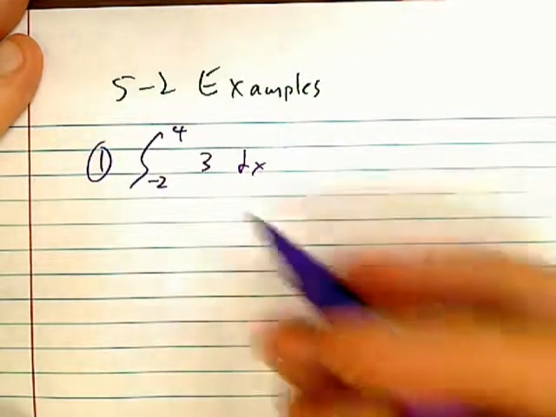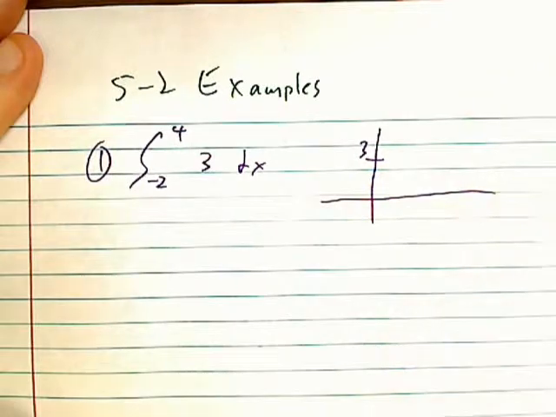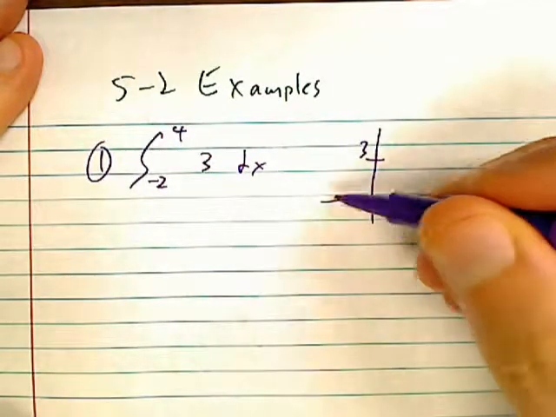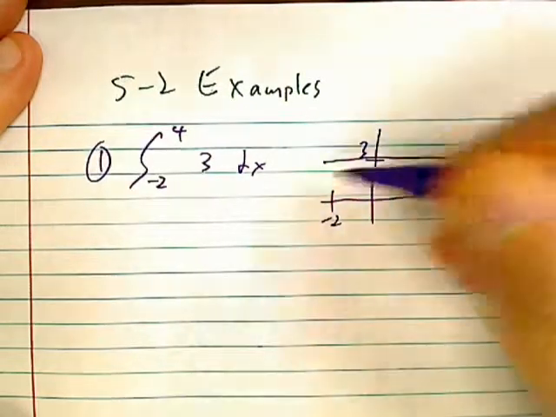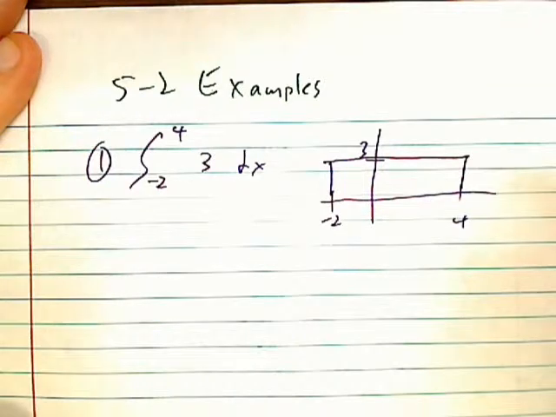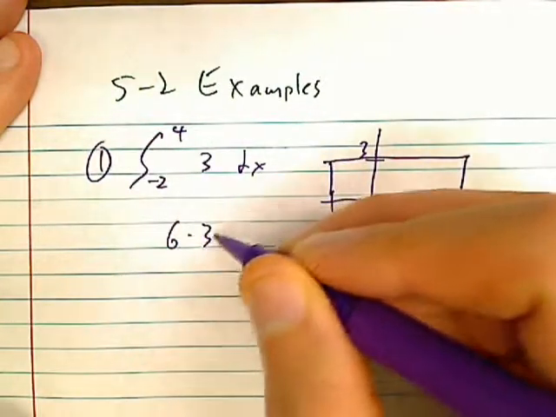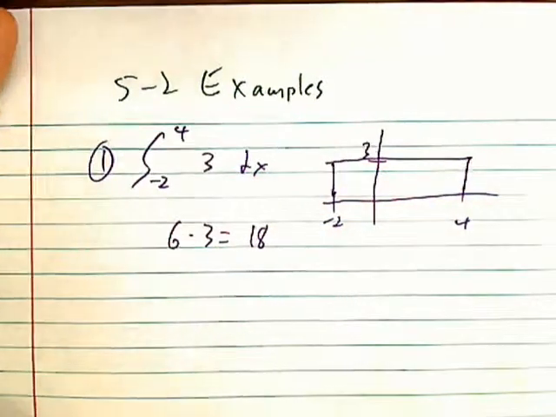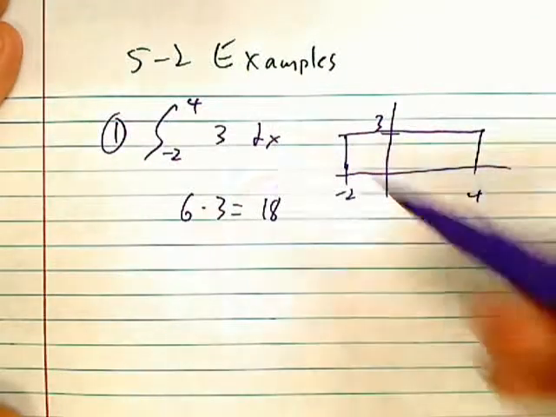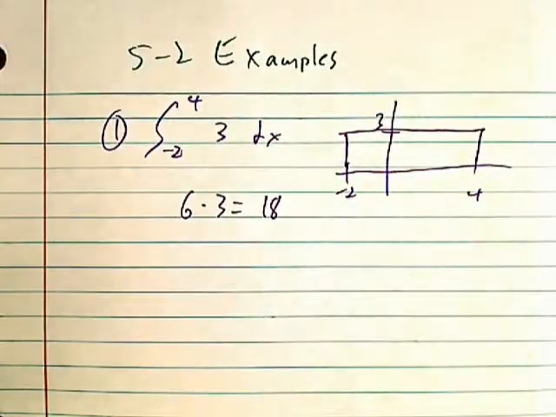So let's see. The function is 3, so let's try to visualize this a little bit. The function is 3, and we're going from -2 to 4, and the function is just at 3, and this is just a rectangle. So the area is the length times the width, or the height is 3, the width is 6. So 3 times 6 equals 18. So that is the area. That is the integral between -2 and 4 of the function 3 is 18. That's how I would say all of that stuff.